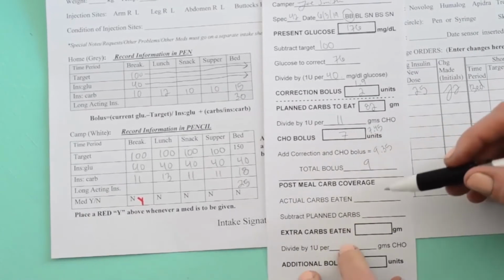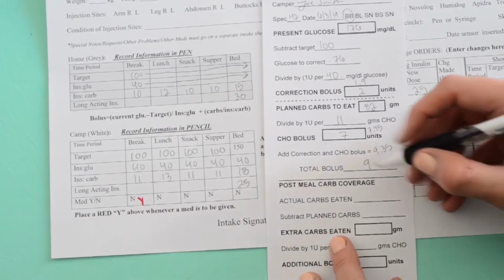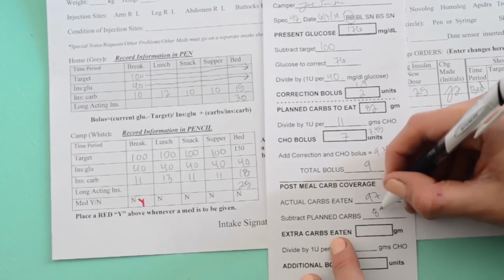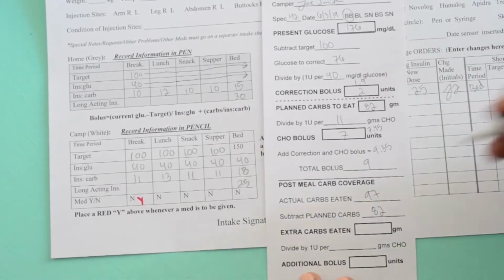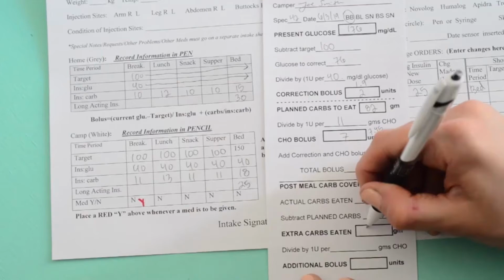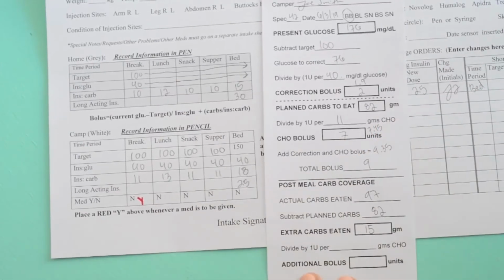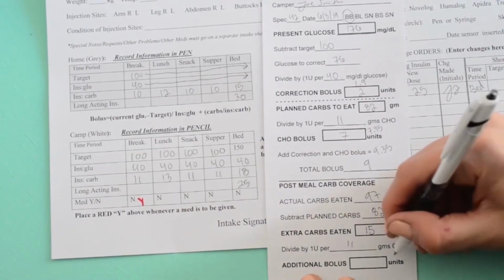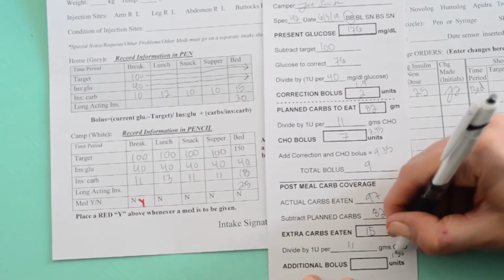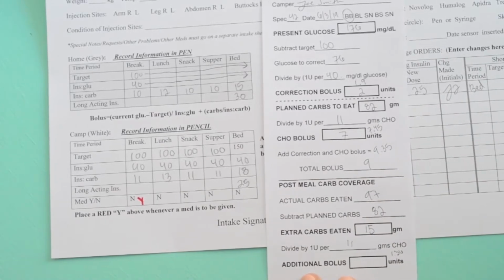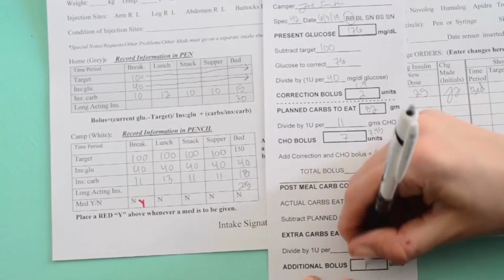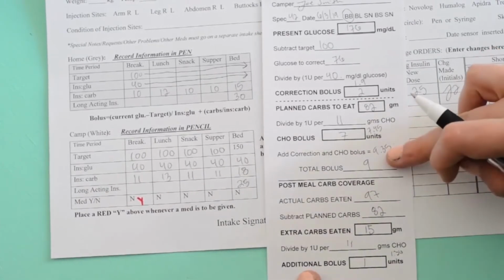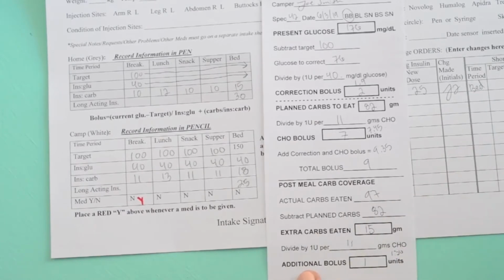So then let's say he went off to eat. He ate a little more than he planned. So let's say he actually ate 97 grams of carbs. So we would subtract the amount he planned, which was 82, and that would be an extra 15 grams of carbs. Now we divide that 15 grams by our carb ratio of 11, and that would give us an additional bolus of 1.36 units. Of course, we can't give 1.36 units, so we round it down to 1. So we would give 1 extra unit after the meal. So Joe would have received 9 units before the meal and 1 unit after.